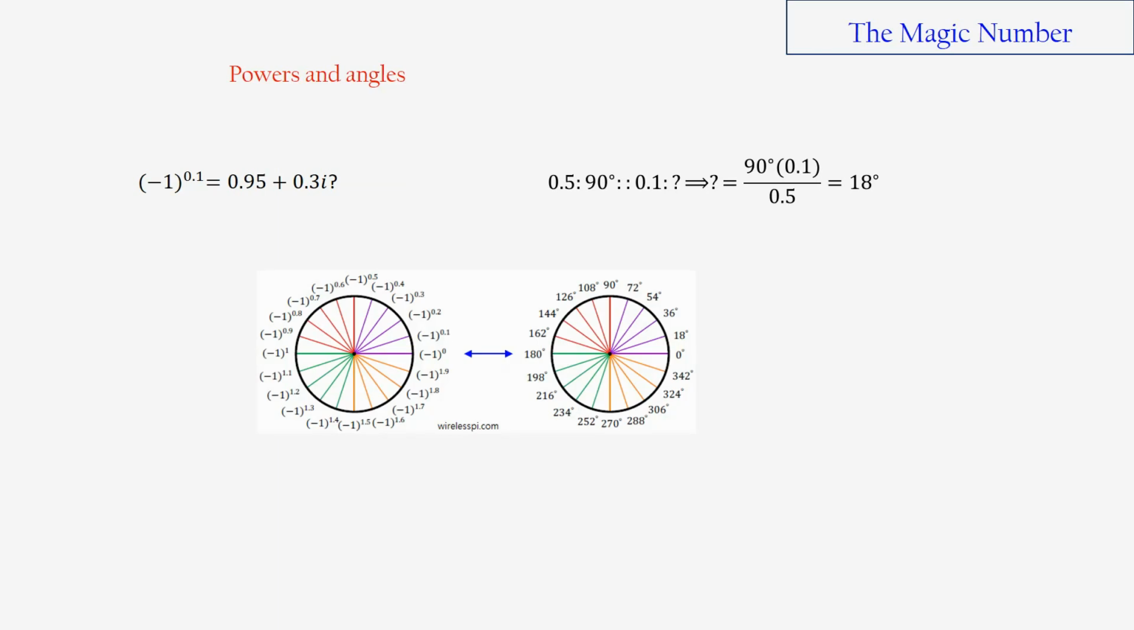As an extension, all multiples of 0.1 correspond to multiples of 18 degrees. 18 degrees is minus 1 raised to power 0.1. Minus 1 raised to power 0.2, 36 degrees. Minus 1 raised to power 0.3, 54 degrees. Minus 1 raised to power 0.4, 72 degrees, and so on. In such a setup, a summation of powers corresponds to a summation of angles. So minus 1 raised to power 0.2 plus 0.3 is the same as 36 plus 54 degrees. That is how we move along the unit circle, either in minus 1 powers or in angles; both are the same thing.